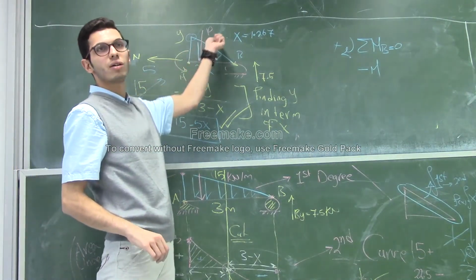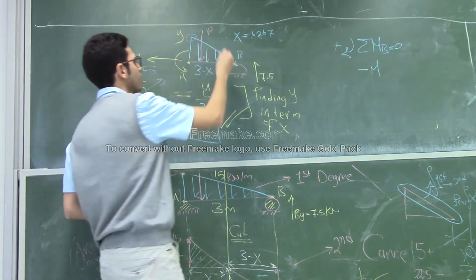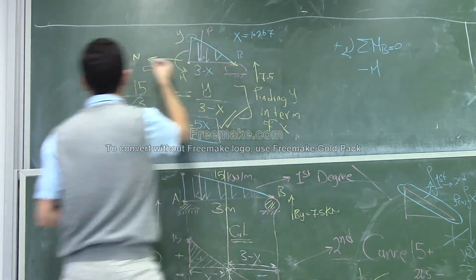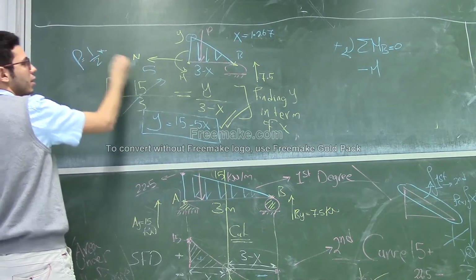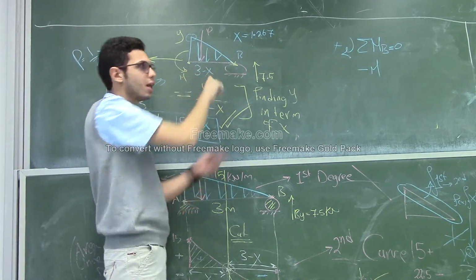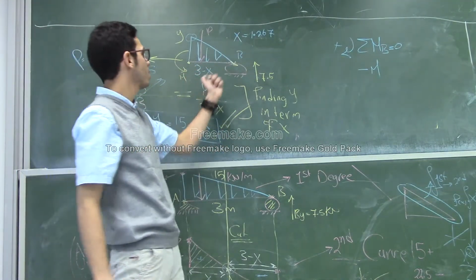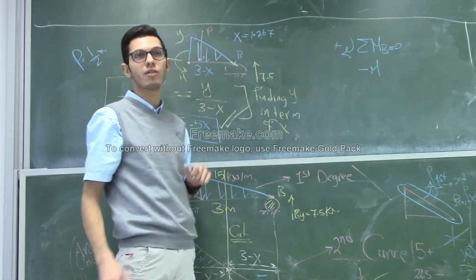Finally, we have a P, right? The value for P is this point load. P, right here, is equal to half multiplied by the distance, which is 3 minus x. Now I can have this distance. It's 3 minus 1.267.